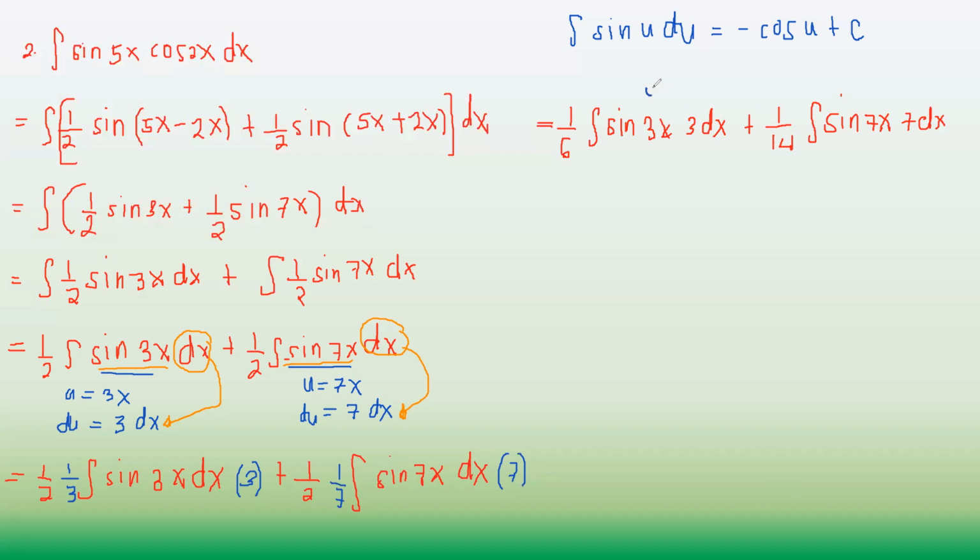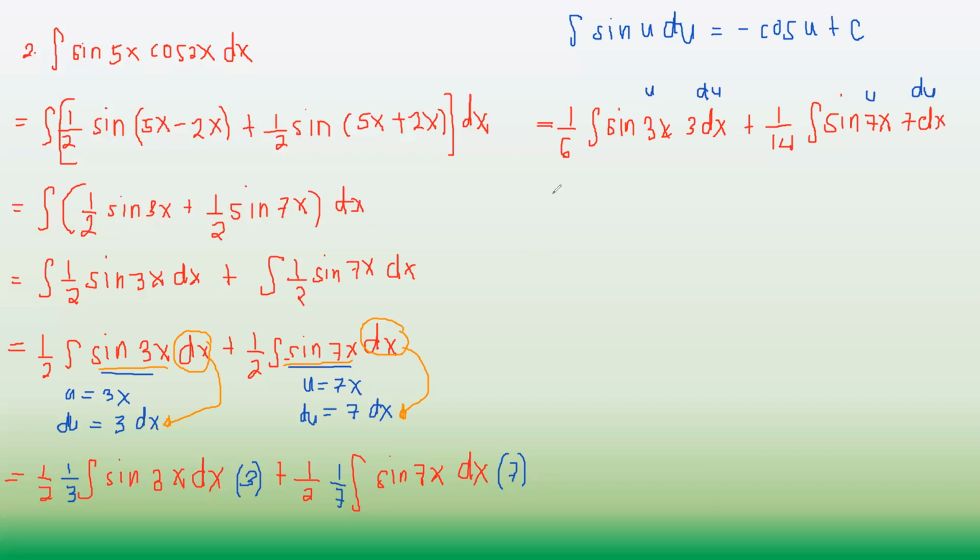sine u. Ang derivative ng 3x ay 3dx. Ito na yung du mo. Sine u du na yan. Ito rin, sine u. Ang derivative nito ay 7dx. Kaya meron kang sine u du. So parehas sila integrable sa negative cosine u plus c.